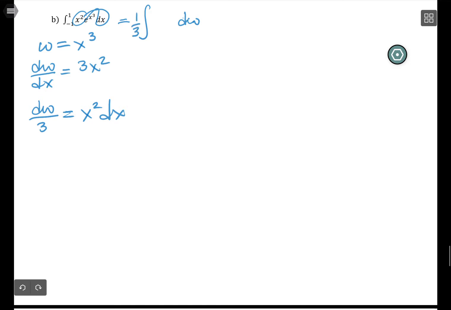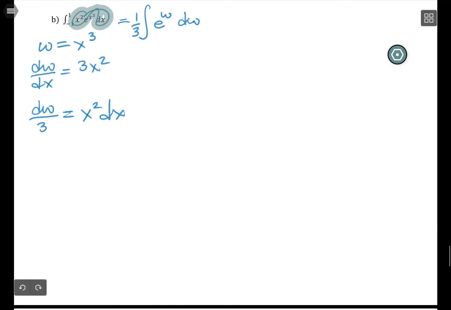That means that what I've done has changed the width of my rectangles. So I need to cut those and divide them by 3 basically. And then the e to the x cubed is going to become e to the w. And that at least is a nice easy one to find an antiderivative for. But we first need to deal with our limits of integration.